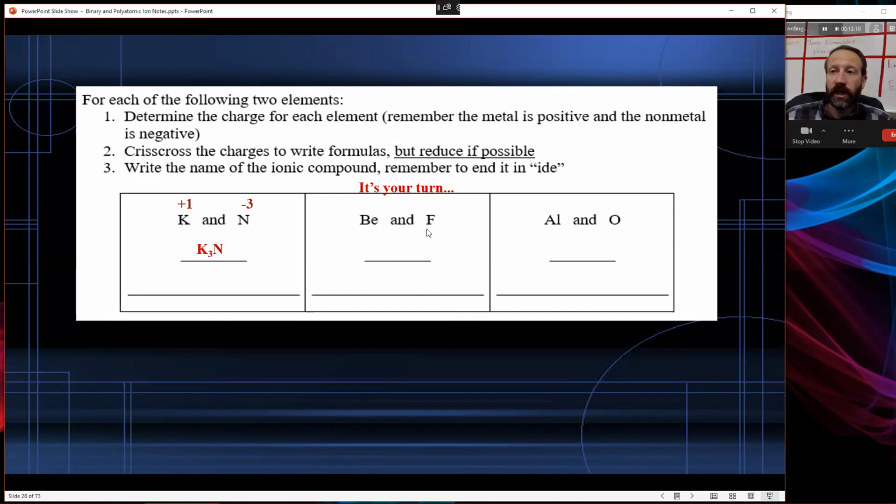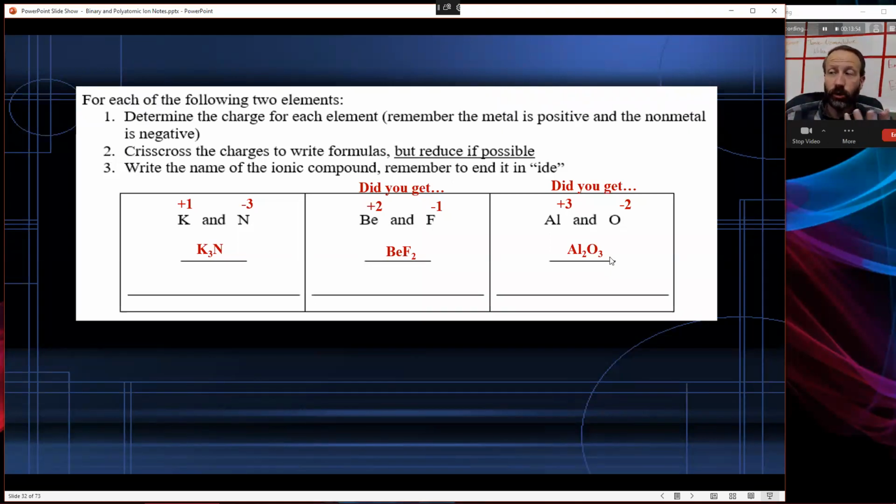Let's see, Be and F. Be is a +2 and F is a -1, and we're going to crisscross and reduce. And there we go. Then Al and O. Al is a +3, which is why I like calling it group 3A, not number 13. I like 3A because that tells you what the charge is, a net +3. But +3 and -2 for oxygen. Then we crisscross, so Al2O3. It is literally no harder than that.